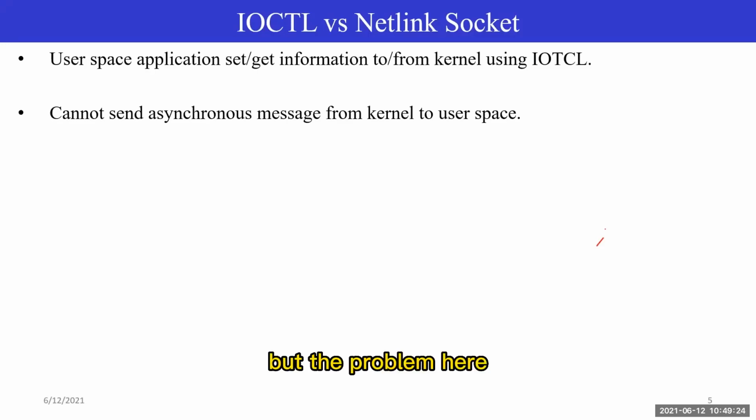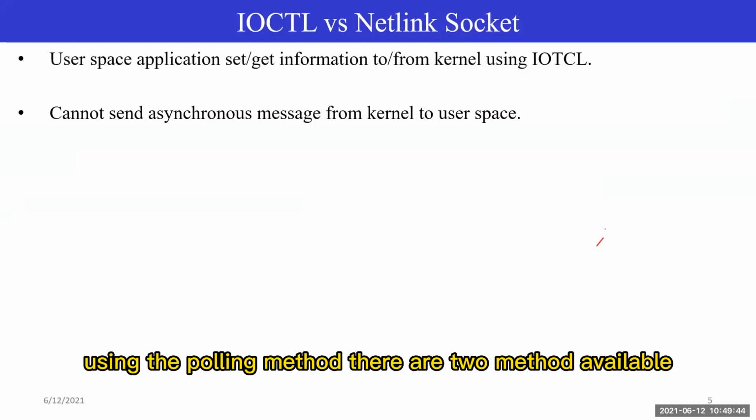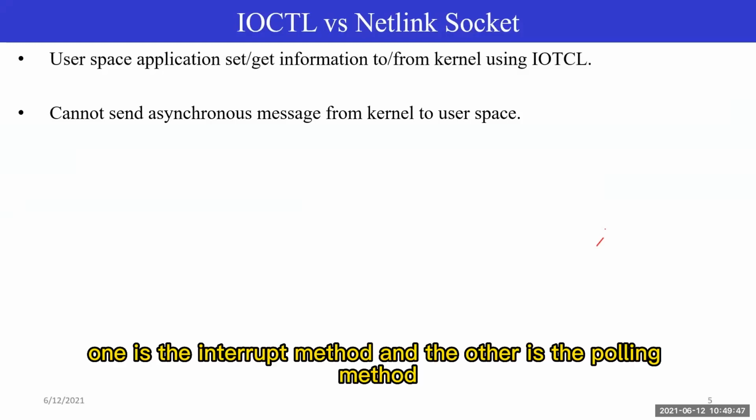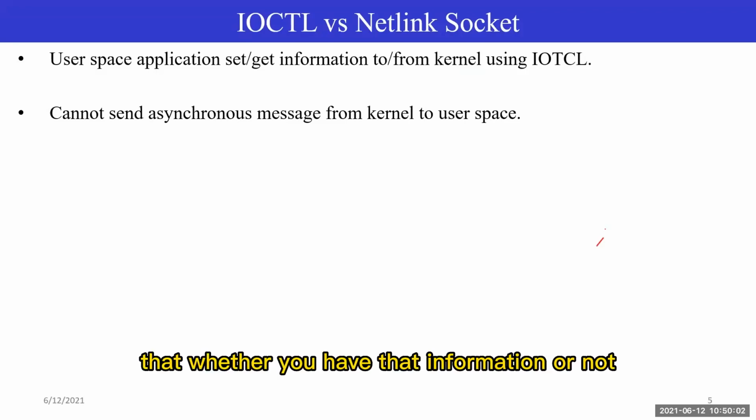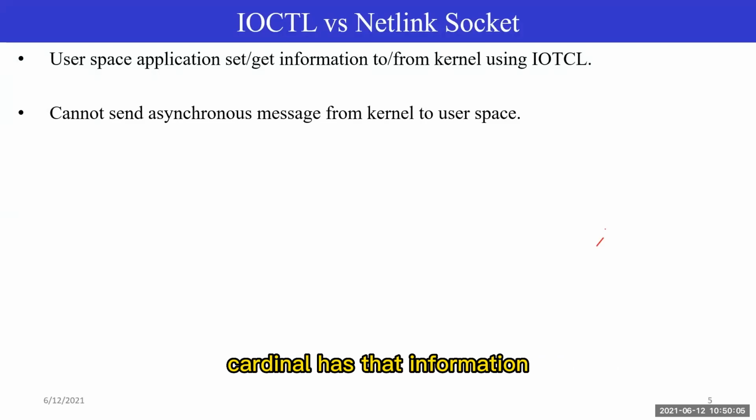But one of the problems here is that IOCTL can only be invoked from the user space. That means if you want to get some information, you have to do it using the polling method. There are two methods available: one is the interrupt method and the other is the polling method. Polling means you are continuously or periodically asking, or whenever you want the information, you are asking the kernel whether it has that information or not. If the kernel has that information, you can get it.